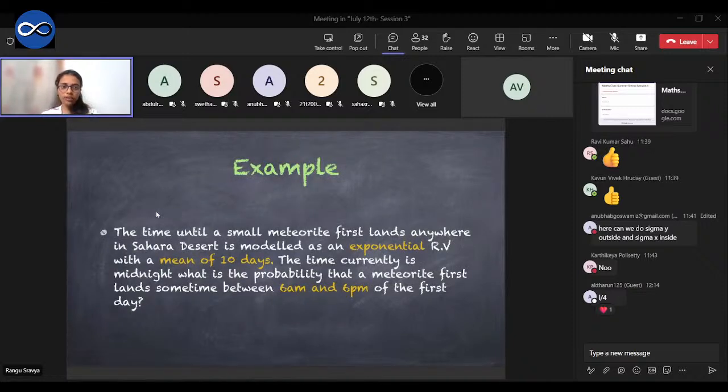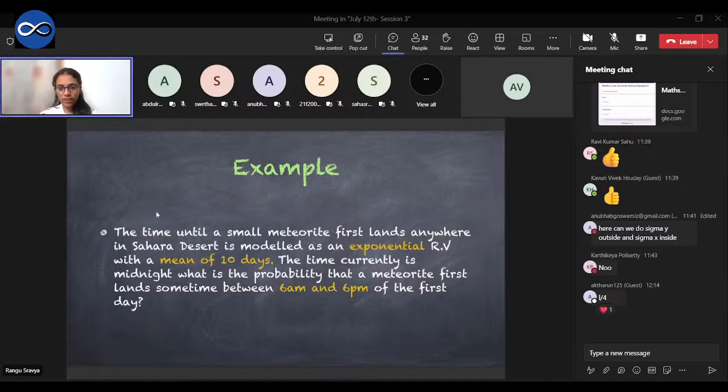So here is an example. The time until a small meteorite first lands anywhere in the Sahara Desert is modeled as an exponential random variable with a mean of 10 days. The time is currently midnight. What is the probability that a meteorite first lands sometime between 6 a.m. and 6 p.m. of the first day?